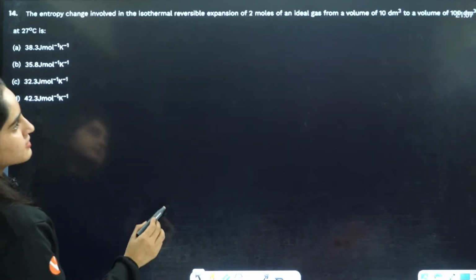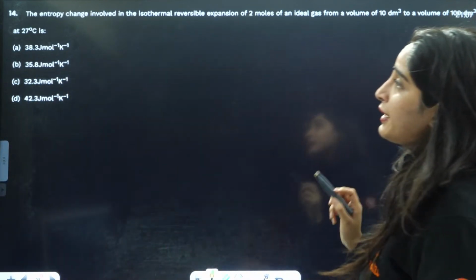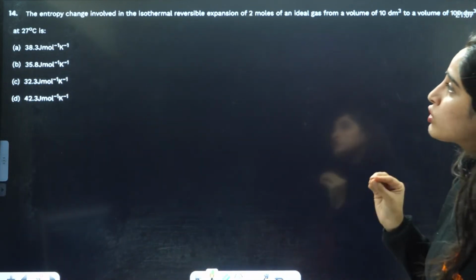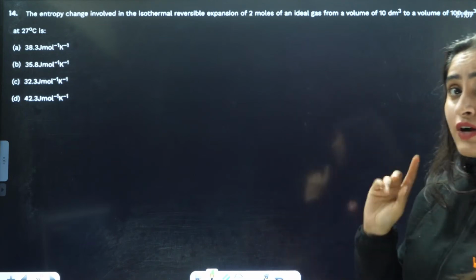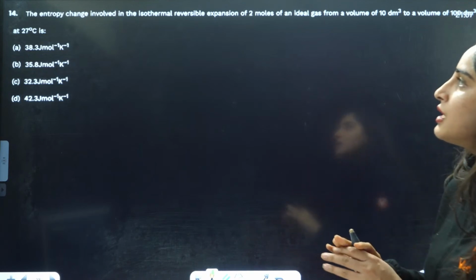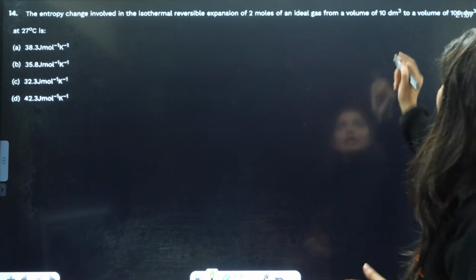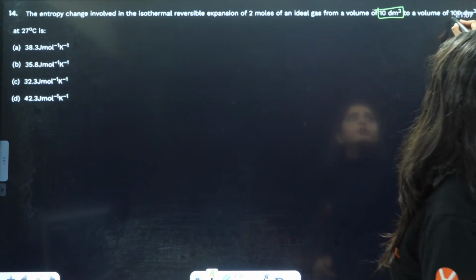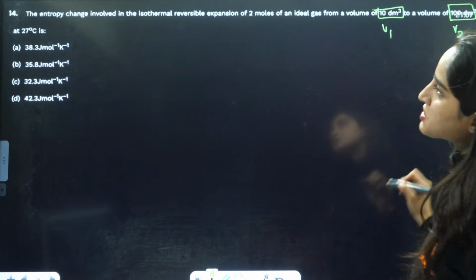Next question, guys. Next is the entropy change involved in the isothermal reversible expansion. Isothermal reversible, you need to see the formula. Just directly put the formula, right? Okay. In terms of what? In terms of pressure or what? In terms of volume, you need to put the formula. It is from this to this. V1 is given to you, V2 is given to you.